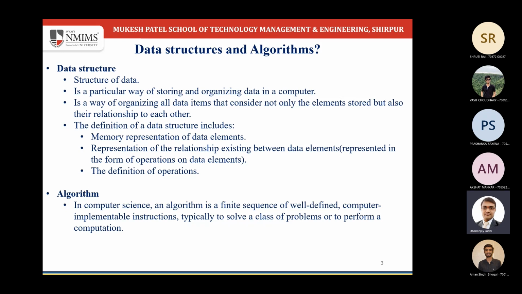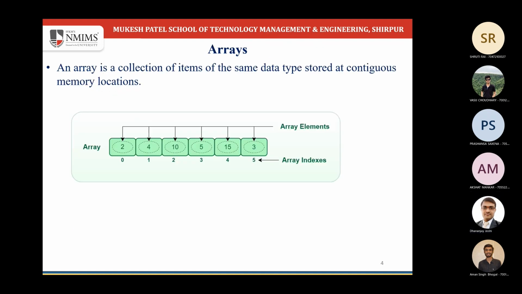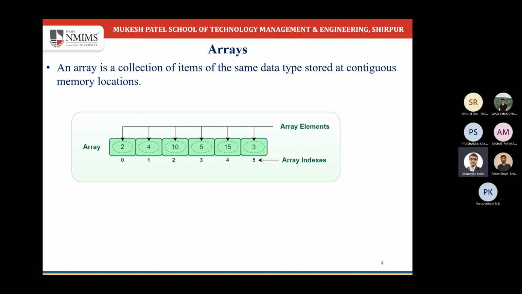And algorithm, as we all know, is a sequence of instructions to be followed to complete or execute a particular operation or task. So we won't go into much detail. So we will begin with arrays. We won't go much into arrays, as all of you are familiar with them. So arrays are a collection of items of the same data type, and they occupy contiguous memory locations. This is what we know.